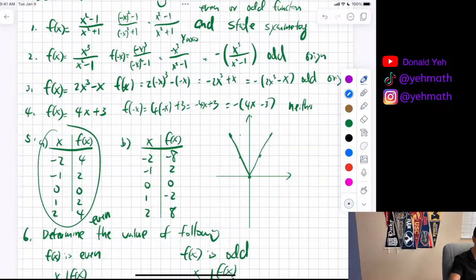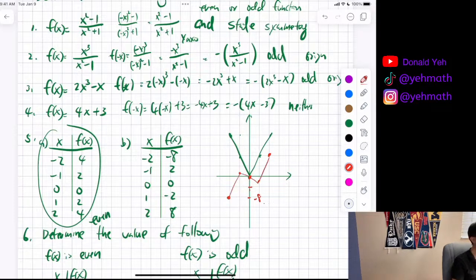So I'll use red. The other one is going to be negative 8 here, for negative 2. A negative 1 is going to give you 2, so this is 2 right here. Then 0, and this, and 2 like this. So the graph looks like this. Oops, my bad. You get a point. It's going to look like this, this, this.